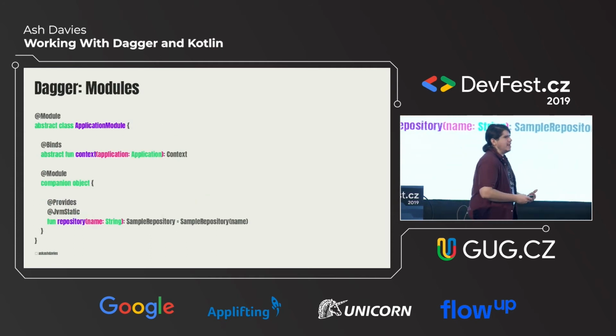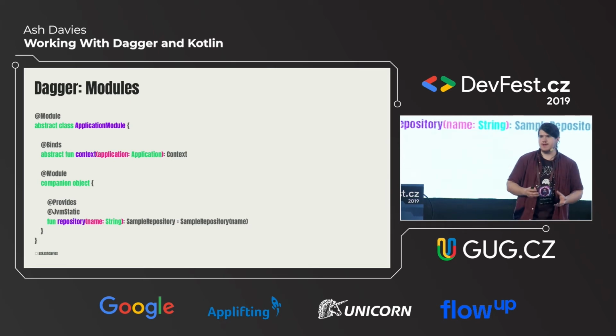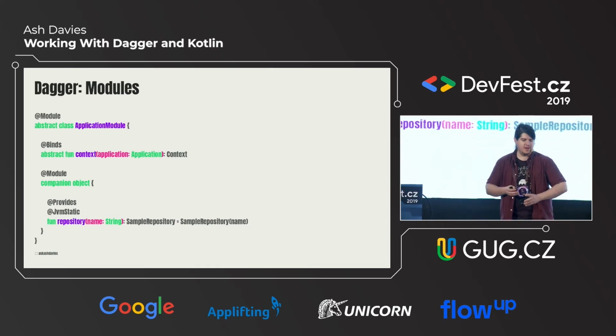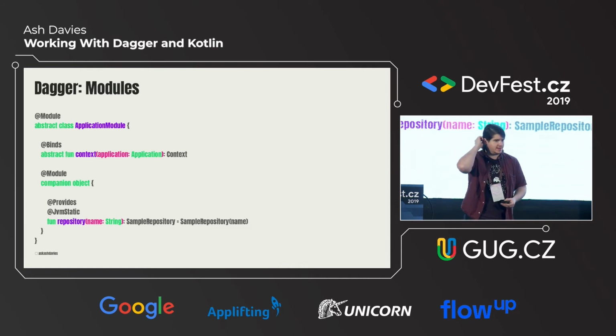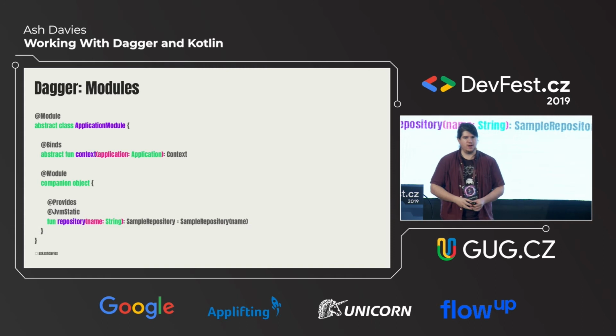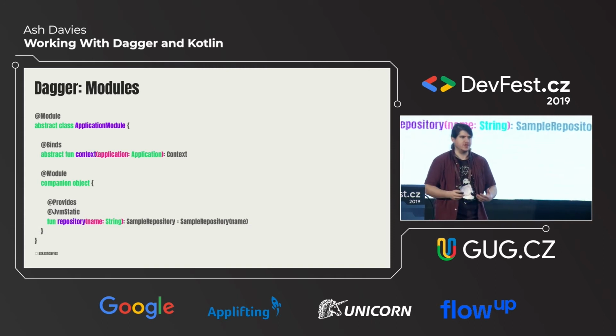So the first few attempts were a bit naive. We had these companion objects, which would have your provide methods in them, and then you have your binds in your actual abstract class. Now, it gets the job done, but you have to annotate both the companion object and the module. And it's a bit messy and tedious to set up as well.